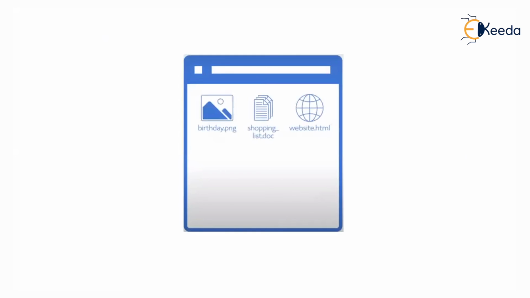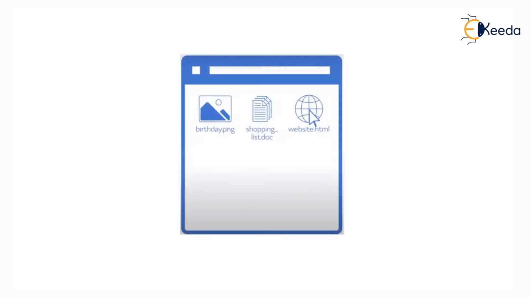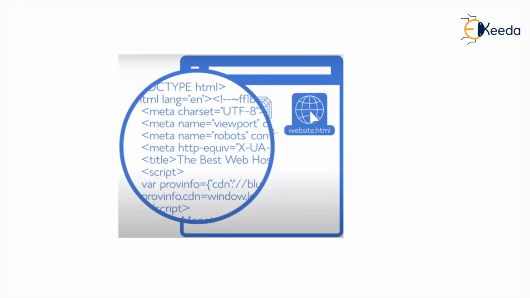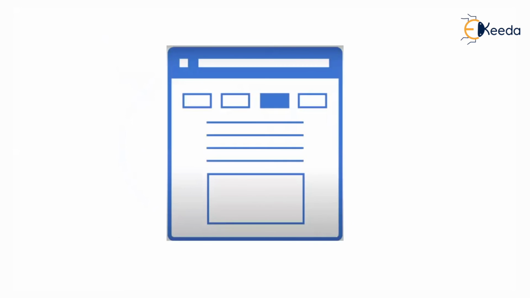Now, websites are made up of files just like the ones you have on your computer, but a website's files are written in code. So you need something that decodes it all for you when you are browsing the internet. That's where your web browser comes in.